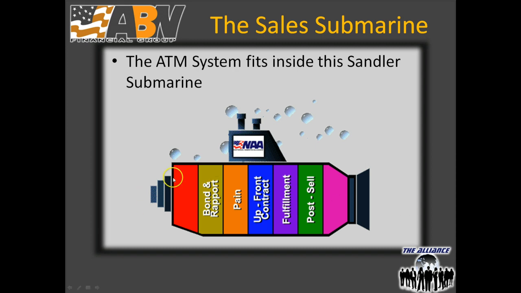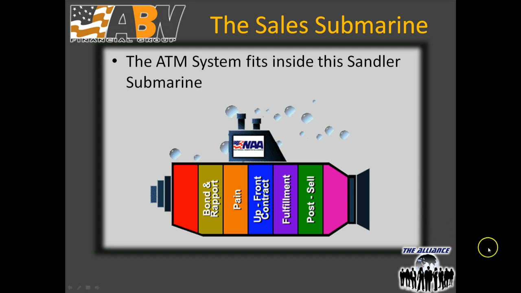Well, that's the whole idea in the Sandler sales system, is that once you've closed the compartment of bond and rapport and you did a real good job there, then it allows you to move to the pain compartment. Okay, and once you do a good job in the pain compartment, you shut that door and you move on to the upfront contract. Once you do a good job there, you shut that door and you go to the fulfillment. Once you do a good job there, close the client, shut that door, then that allows you to move to the post-sale to make sure that the client is really going to follow through and keep this policy on the books. Okay? So that in a nutshell is the Sandler sales submarine as it applies to the ATM.